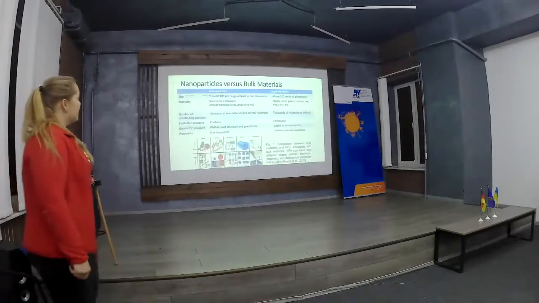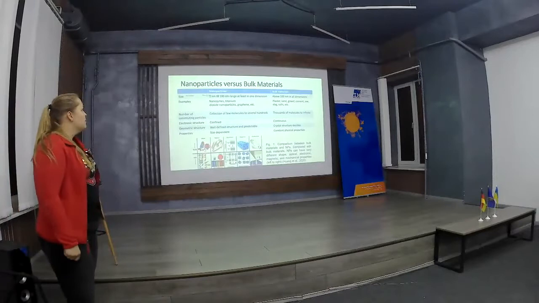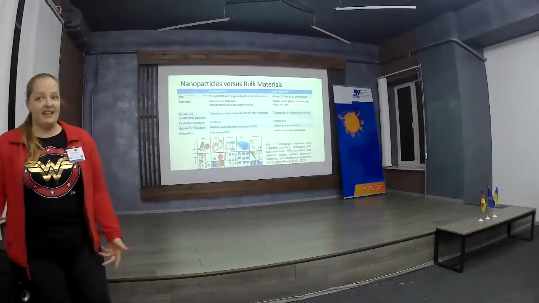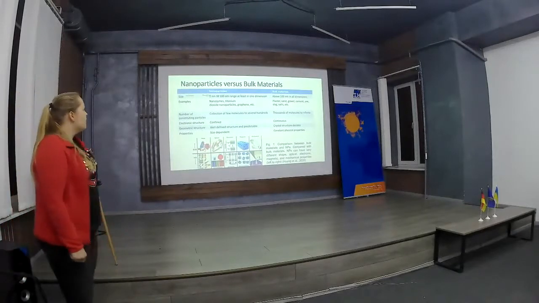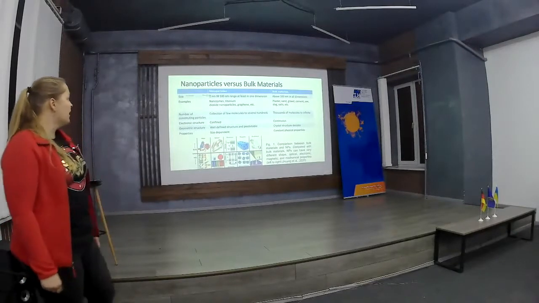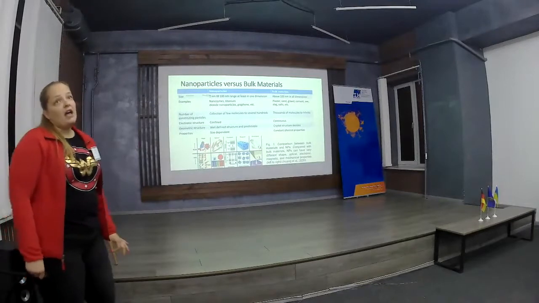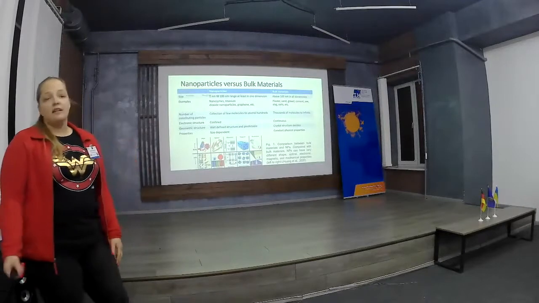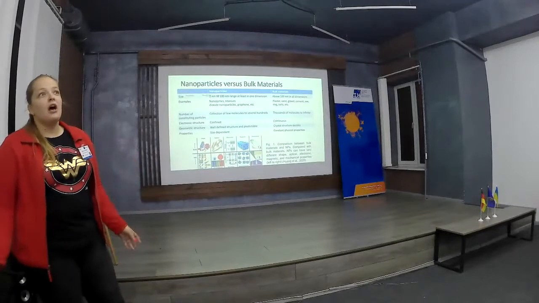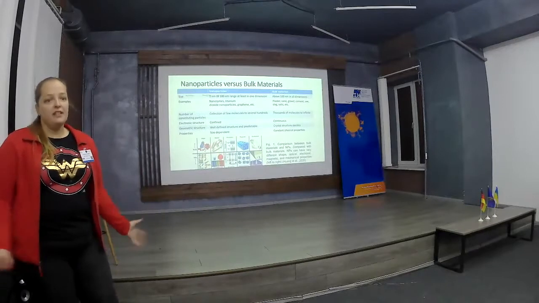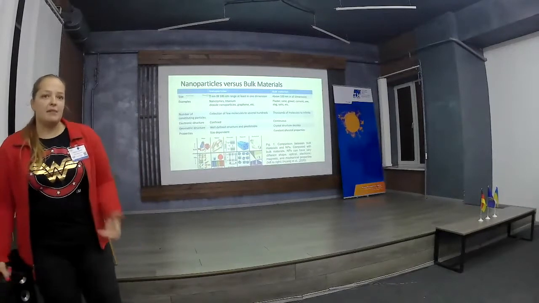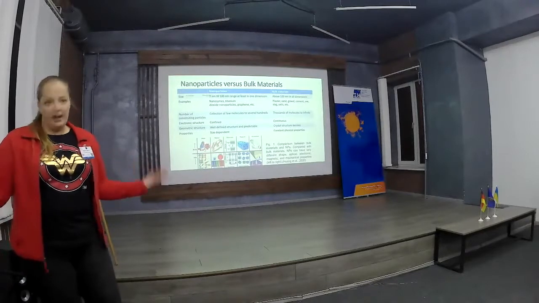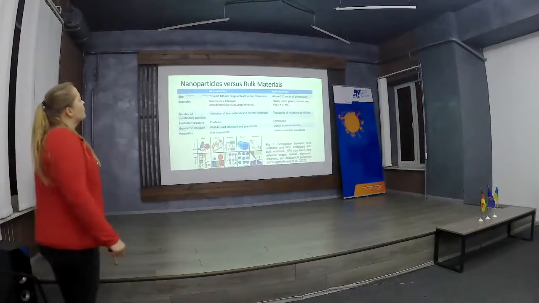The topic is nanoparticles versus bulk material. Actually, the first speaker told us nanoparticles are really tiny. Yes, they are. The size of nanoparticles is about 1 to 100 nanometers. The atom of zinc oxide is about 32 nanometers, and the atom of zinc is about 0.28 nanometers. So nanoparticles are about 100 times bigger than atoms, but they are really tiny, of course.